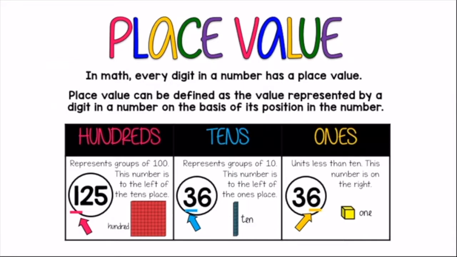The ones are the units that are less than 10 and is the number on the far right. The tens represent groups of 10. This number is to the left of the ones place. And then last is hundreds. Hundreds represent groups of 100. This number is to the left of the tens place.